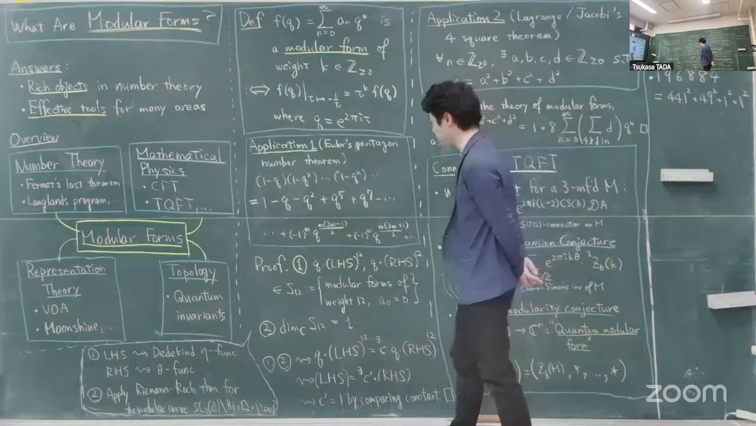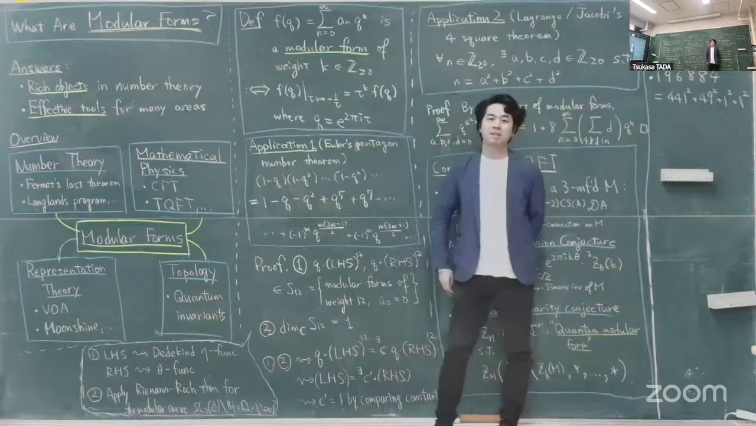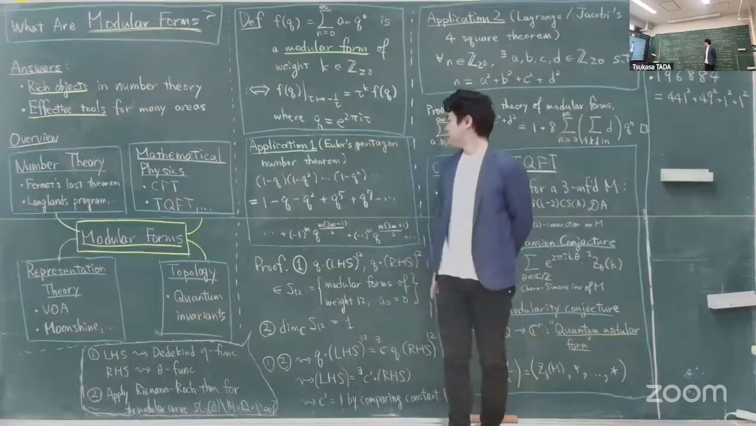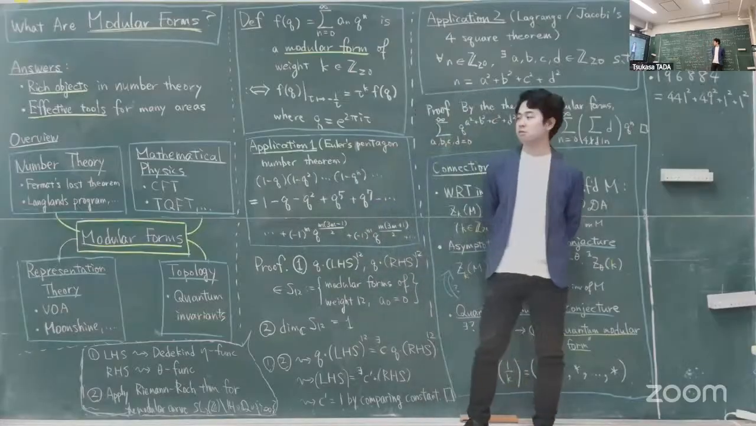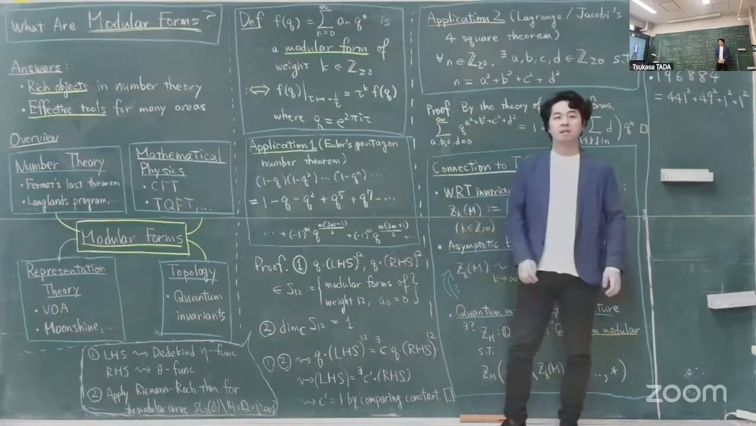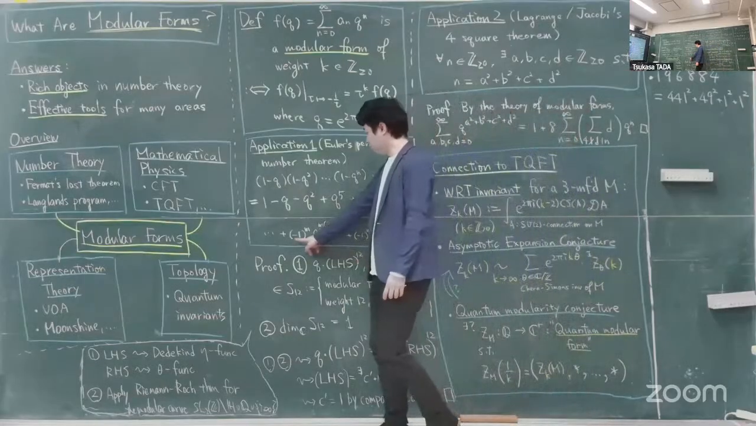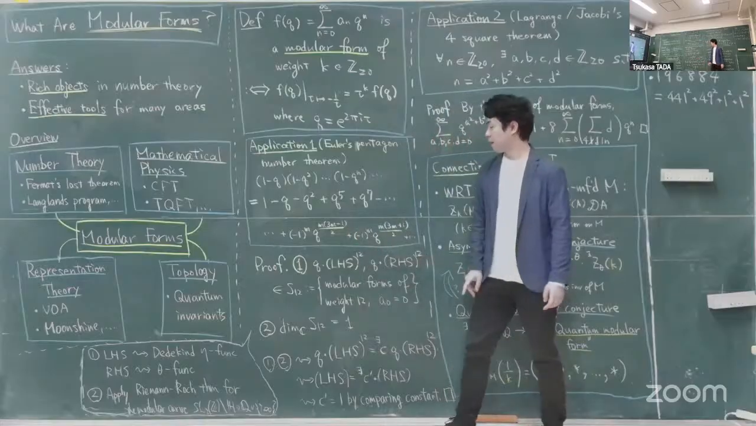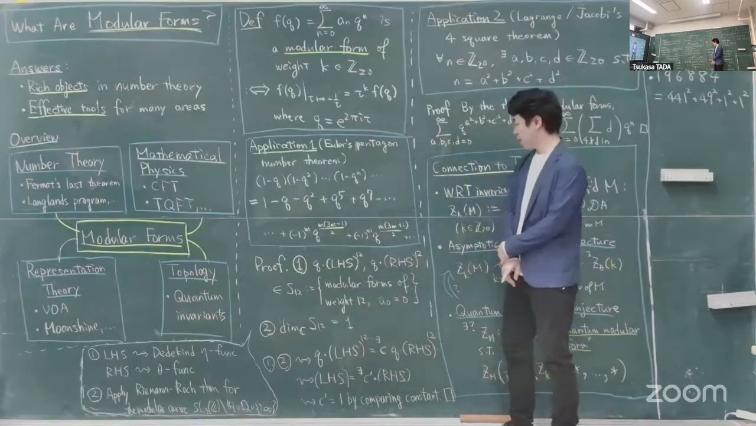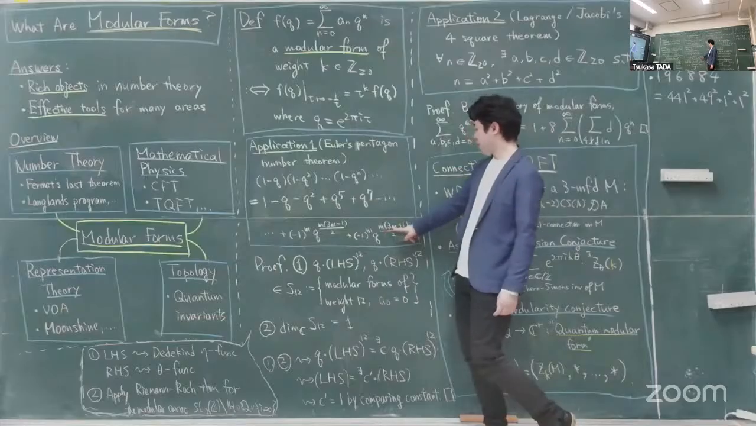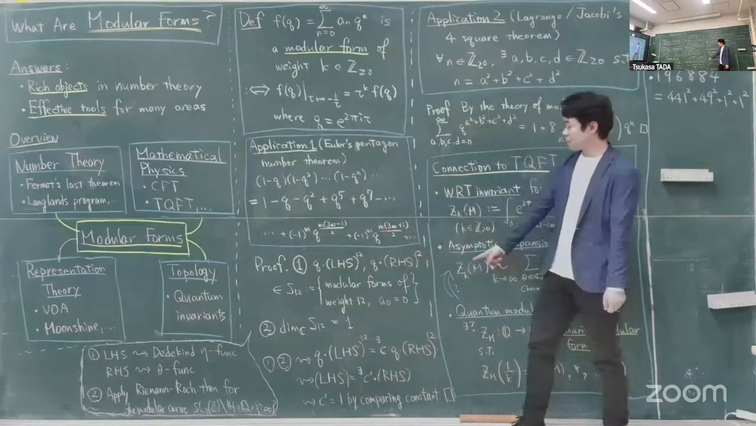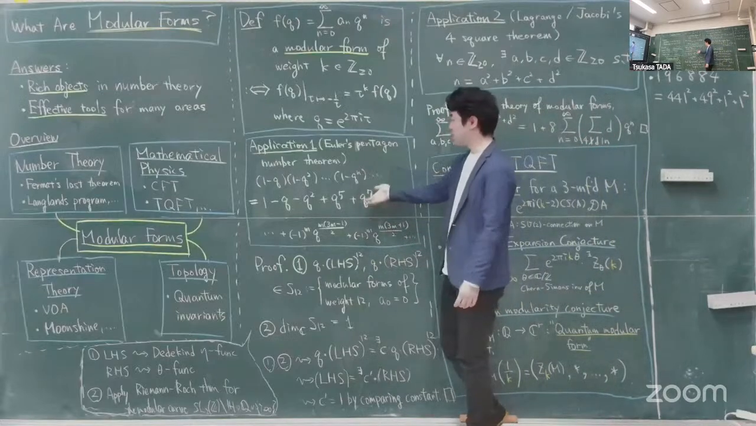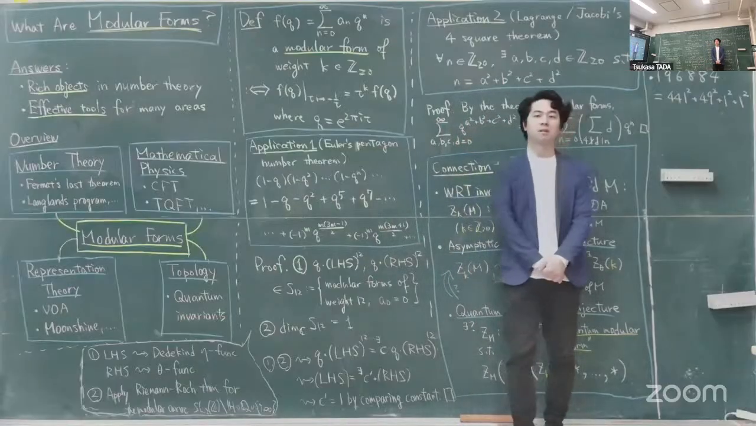Then, mysteriously, this infinite product has the following expansion: 1 minus q plus q squared plus... minus q to the 5 minus q to the 7 and so on. The general term is minus 1 to the n times q to the n times (3n plus or minus 1) over 2. These exponents are called pentagonal numbers, and that's the reason why this equality is called the pentagonal number theorem.